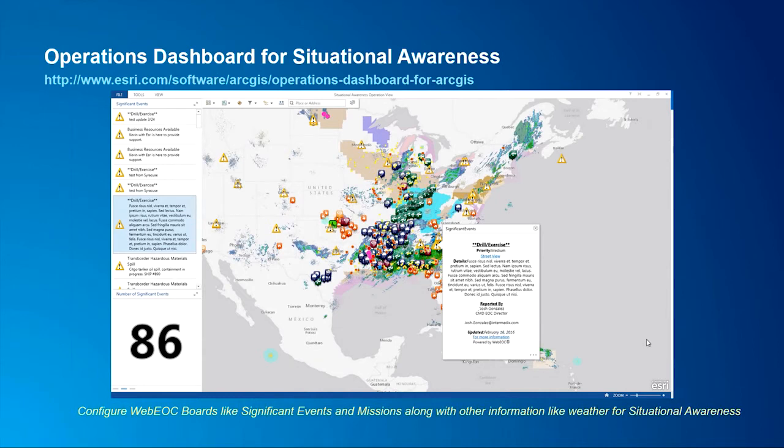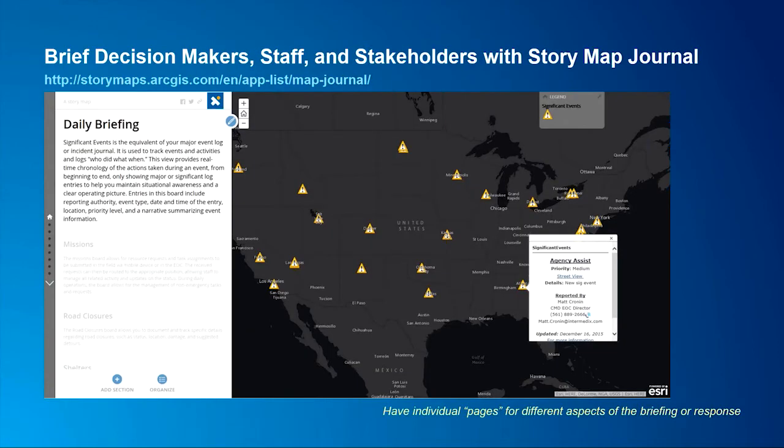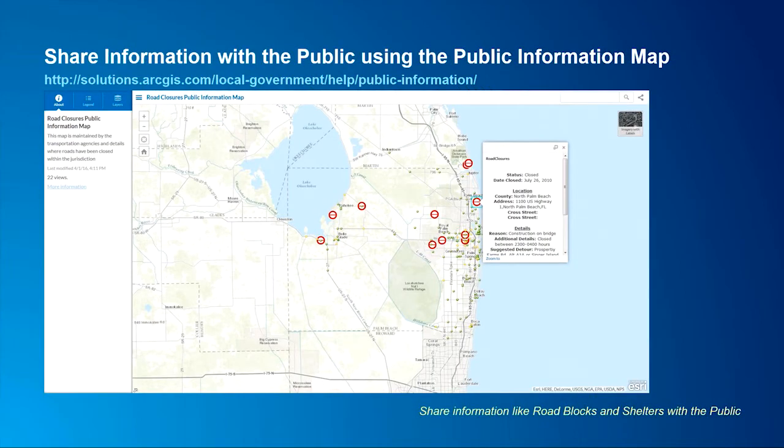Another use is to use the same type of information in briefings. Using the Story Map Journal, one of the apps that comes with ArcGIS Online, we can put together a series of pages that tell the story of an event, or tell the story from a daily operations perspective with all the current data. We can have different pages for different boards, different aspects of the response, maybe even different pages for each emergency support function. That's another great way to leverage the integration to tell those stories. We can also, if you choose, share this information with the public using the public information map, and I'll show you some of the sharing levels in a minute.